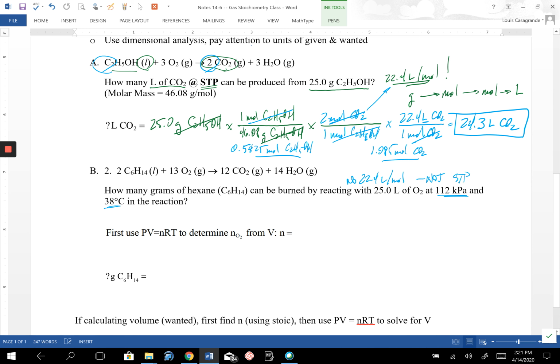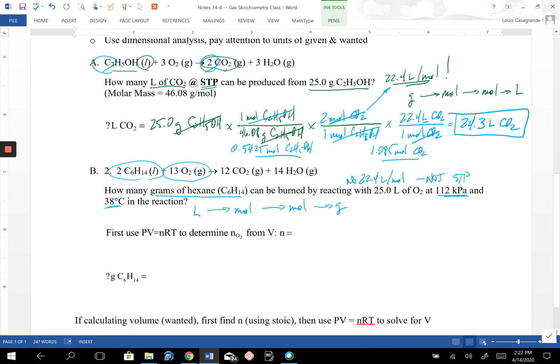So what do I want? What can I do here? I want to know how many grams of hexane, C6H14, can be burned by reacting with 25 liters of oxygen gas at that pressure. So let's do a little roadmap. I need to go from liters of the oxygen to the moles of the oxygen, then moles of oxygen to moles of the hexane, and then from moles of hexane to grams of hexane.